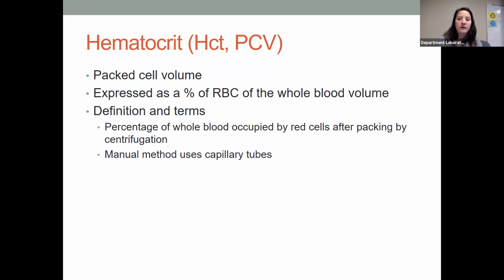Sometimes I do that. All right, so moving on to our hematocrit, which you might hear referred to as packed cell volume. This is just expressed as a percentage of red cells in the whole sample. So if you think about taking your specimen and spinning it down, you have your red cells at the bottom, your buffy coat, and your plasma. The hematocrit is the percentage of that sample that is red cells. That's our hematocrit.